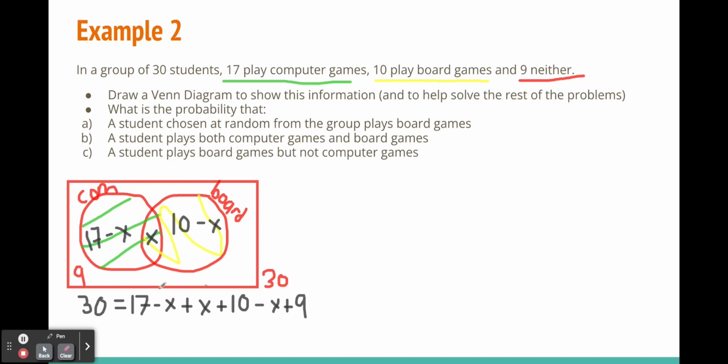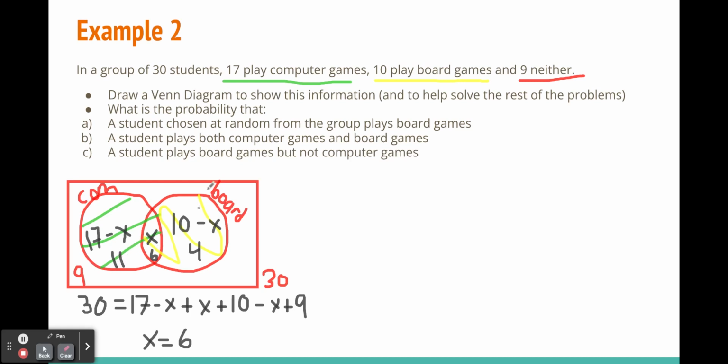We put all this into a calculator, numeric solve, and it's going to tell us that the value of x is equal to 6. So if the value of x is equal to 6, that means my intersection is 6. On the board side, I have 10 minus 6, so I'm going to have 4 people play only board games. And on the computer side, 11 people play computer games, but not board games.